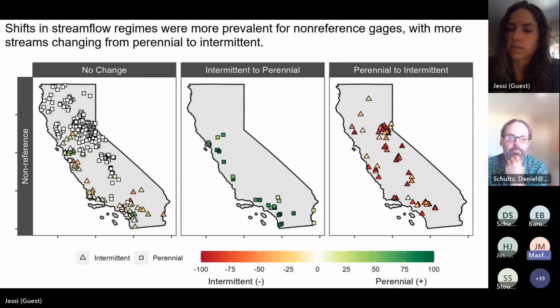Yeah, that'd be interesting if there are any reference streams in areas where there is data available, showing the trend of increasing groundwater extraction and how that impacts the base flow. Thank you.